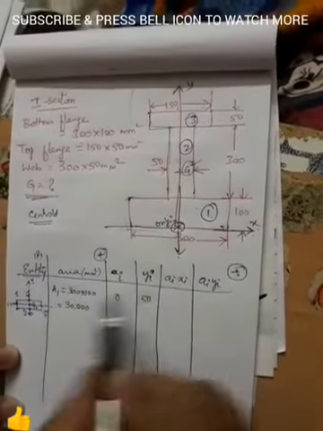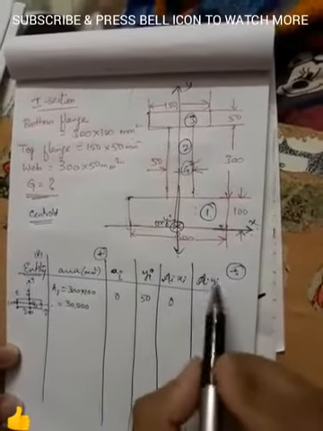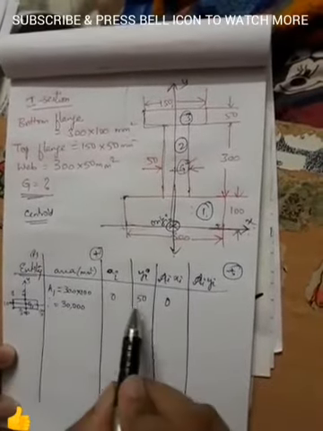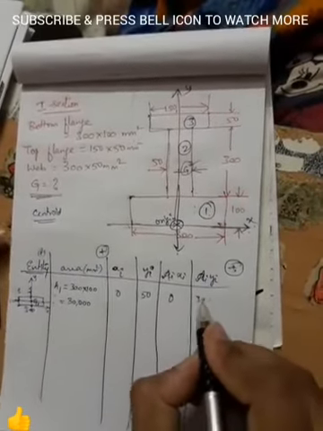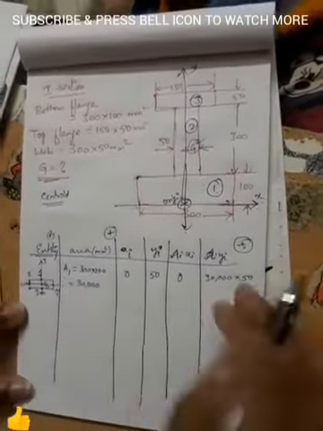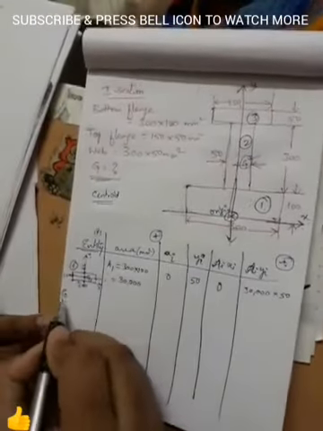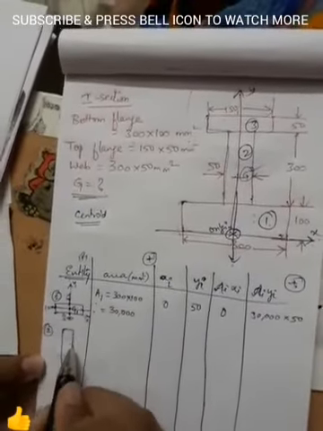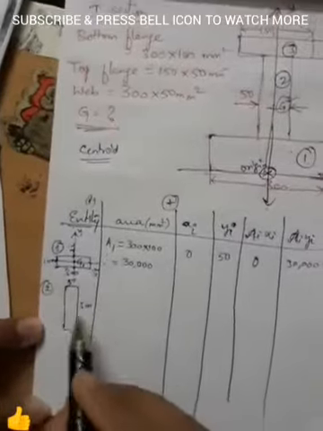Since we have a1 x1, but x1 is 0, this becomes 0, and this a1 into y1 will be, you have to find it, 30,000 into 50. This is with the first rectangle. Now let us see with the second entity. What is the second entity? Second entity is a web, whose size is 50 and 300.